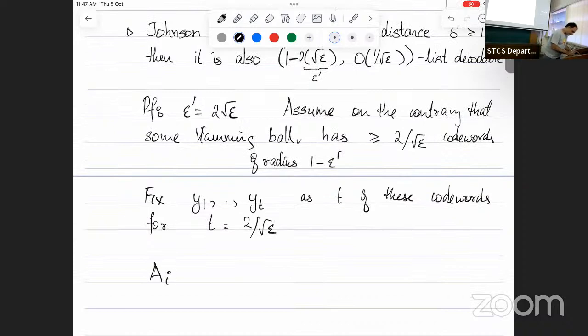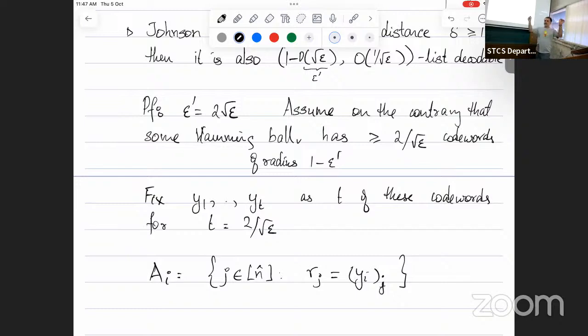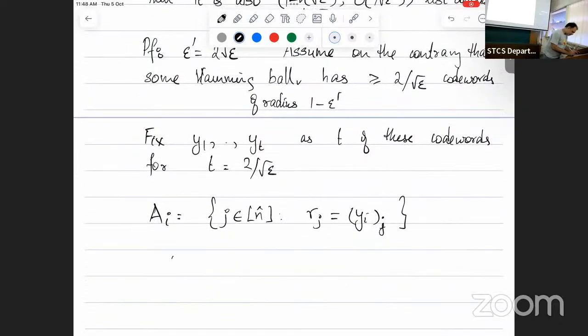I'm going to define A_i to be the set of all coordinates j such that the received word's jth coordinate is equal to the ith code word's jth coordinate. I hope this is clear. Each code word has n hat coordinates, and you're basically looking at the agreement of the received word with the ith code word. So there is a certain set of coordinates that it agrees on. That's what this A_i is capturing, where i goes from 1 to t.